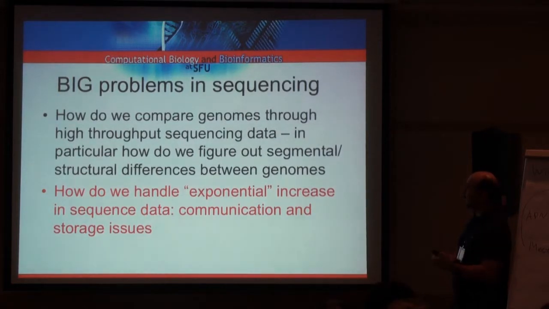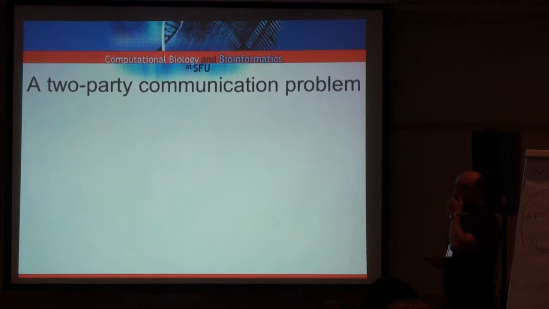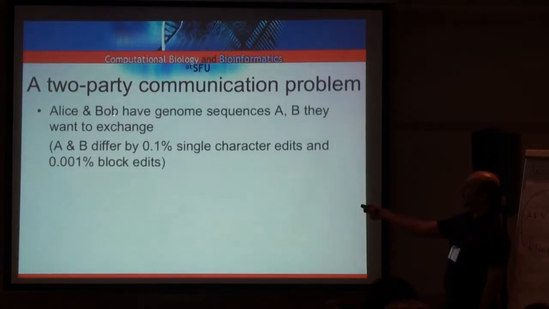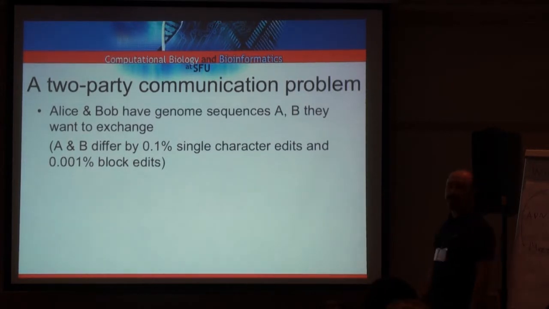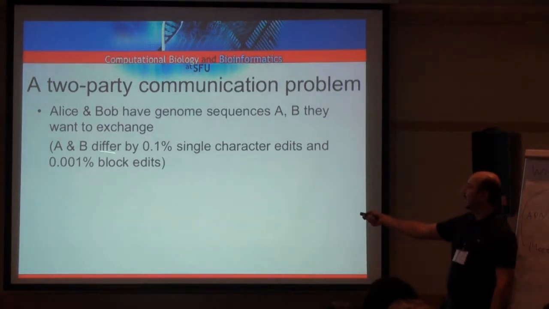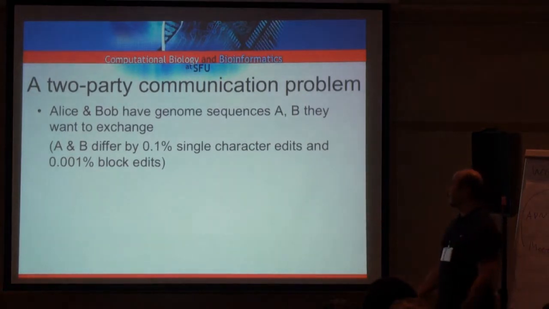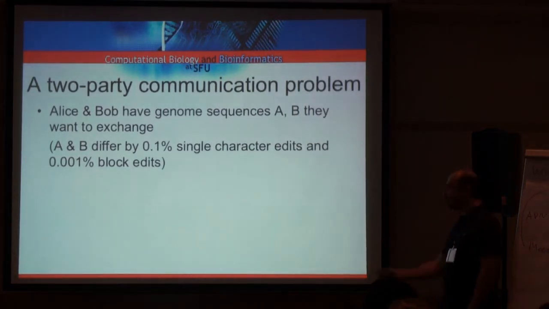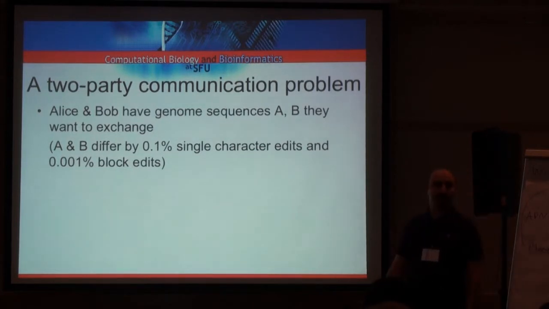What is the link between variant discovery and handling the exponential increase in sequence data? Let me go through one game, a two-party communication problem in which Alice and Bob have genome sequences A and B respectively, and they'd like to exchange these two sequences. In a typical scenario, A and B differ by, say, a few million single character edits and a few tens of thousands of block edits.